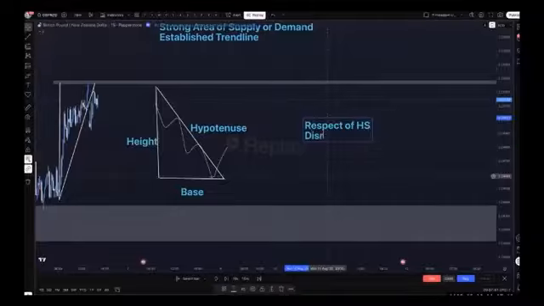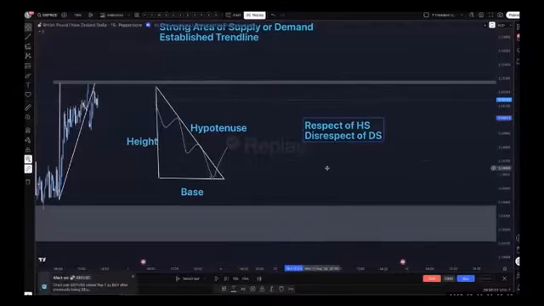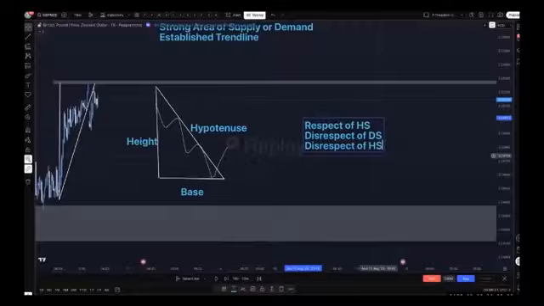The next thing that we're looking for is the disrespect of diagonal structure. What is the diagonal structure? Well, the diagonal structure is our trend line right here. So we want to disrespect this diagonal structure. Disrespect means that we break through it. Respect is that we don't break through things. And then we want to do one more thing to confirm that we're done: disrespect of horizontal structure.